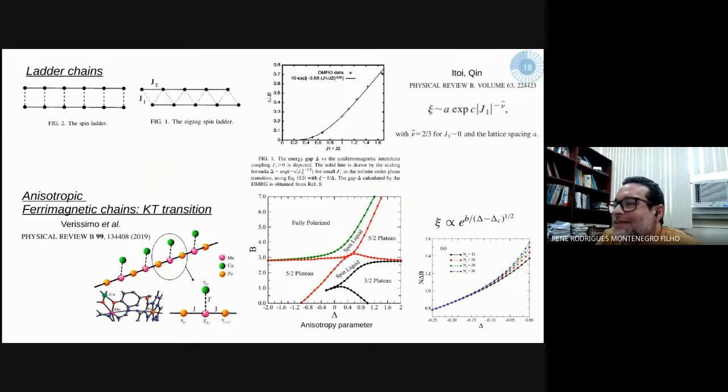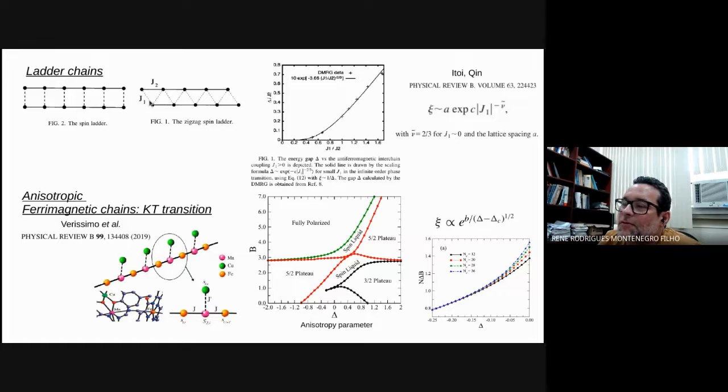Well, there are two possibilities for this case. One of them is, as we can have in ladder chains, the spin ladder and the zigzag spin ladder, that this plateau closes only in the decoupled chain limit.